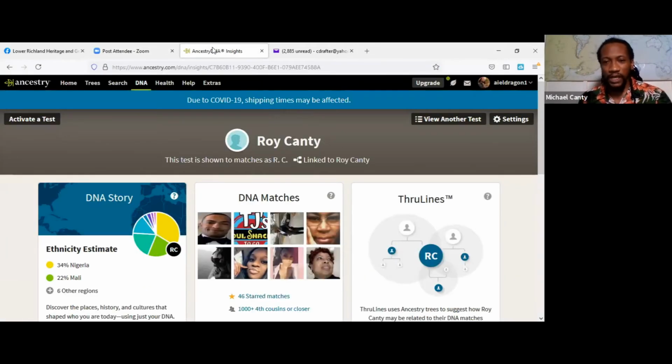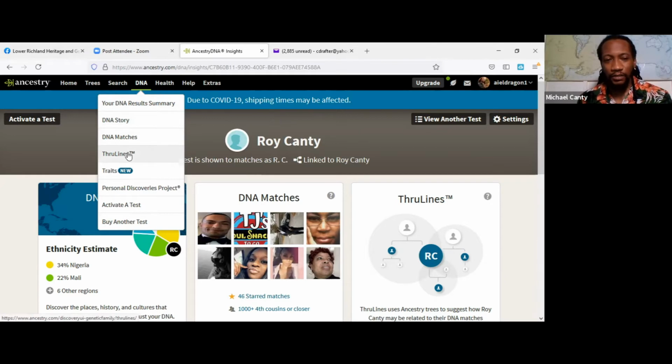All right, can y'all see my Ancestry page here? Up here at the DNA, this is how it looks when you get your results. This is my dad's test, actually. At the top of the screen, you can click the DNA button.